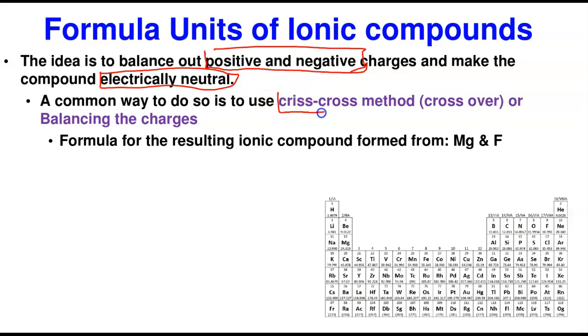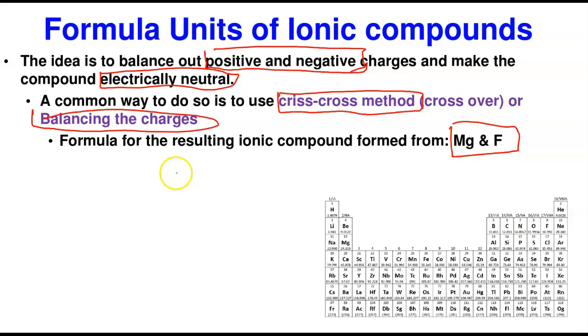One of those ways is what I call the crisscross method, or the balancing of charges method. These two method names, I made them up. They don't really mean a lot, but the basic idea is to make sure that these charges cancel out. I'm going to show you two ways I use, with an example of how to write the formula unit using these two methods. If I use the crisscross method, it simply means these monatomic ions will exchange the magnitude of their charges, not the charge as negative or positive, just the magnitude, the number. So what does that mean?